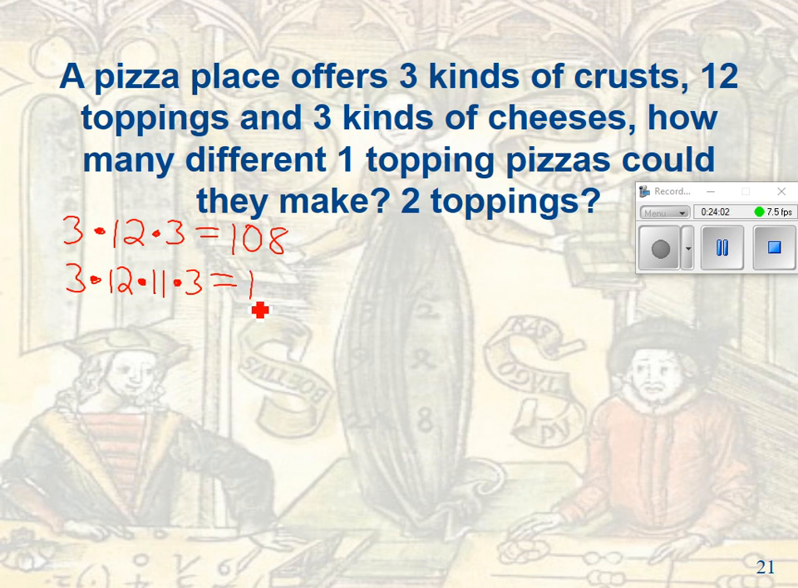1,188. How many different 2-topping pizzas could you get? About 1,200. What's going to happen the more toppings that we put on this? The more pizzas we get. It's going to be more and more and more.